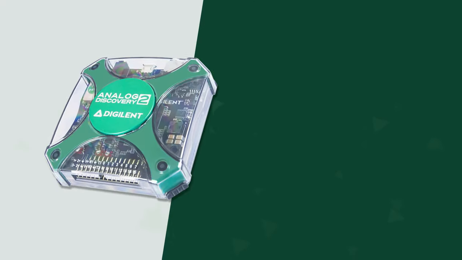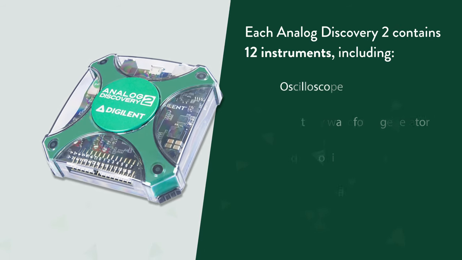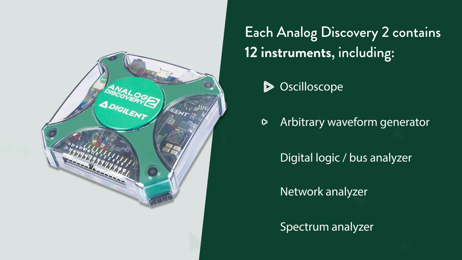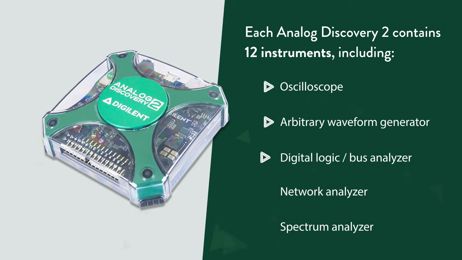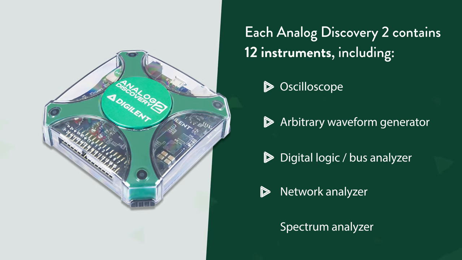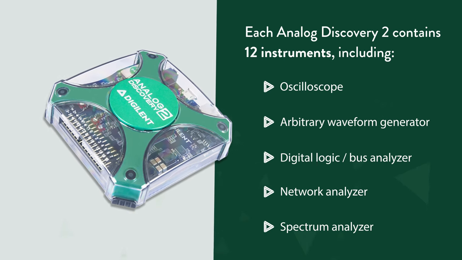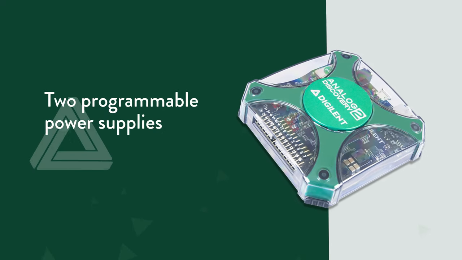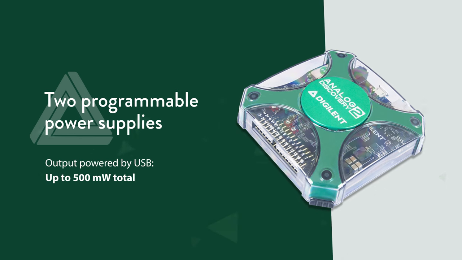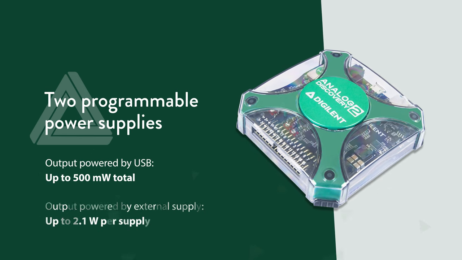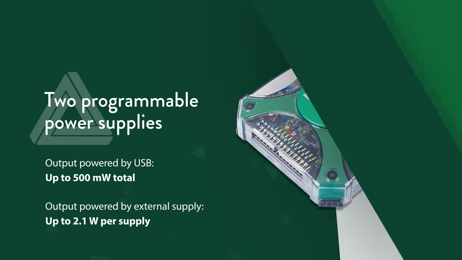These are all connected to an FPGA and allow the Analog Discovery 2 to be used as an oscilloscope, arbitrary waveform generator, digital logic or bus analyzer, network analyzer, spectrum analyzer, and more. There are also two programmable power supplies that can output up to 500 milliwatts total when powered via USB, or up to 2.1 watts each when using an external power supply.